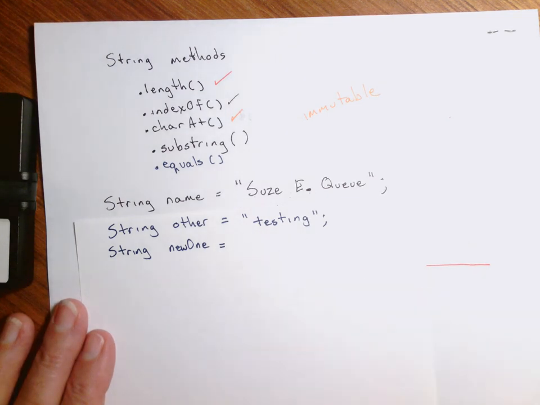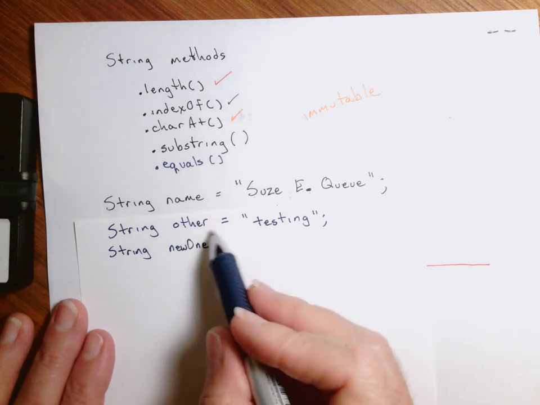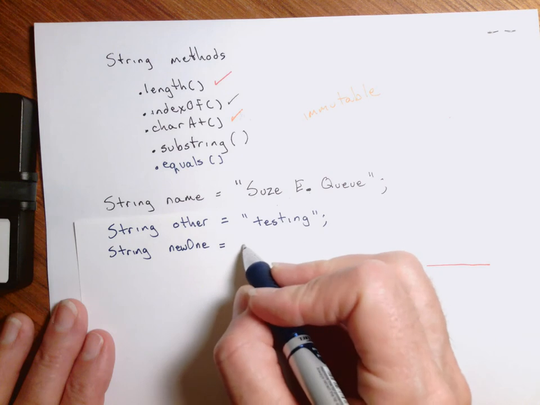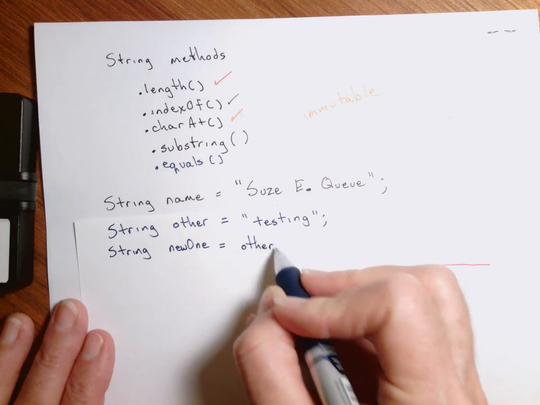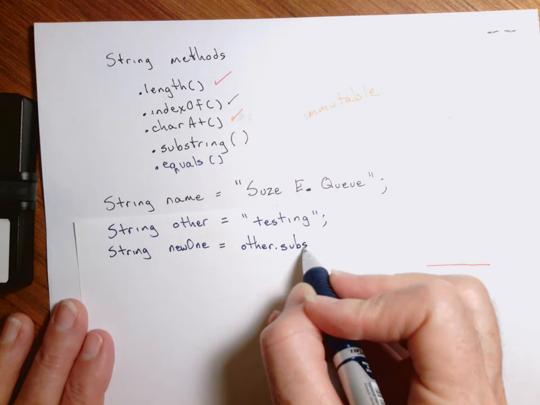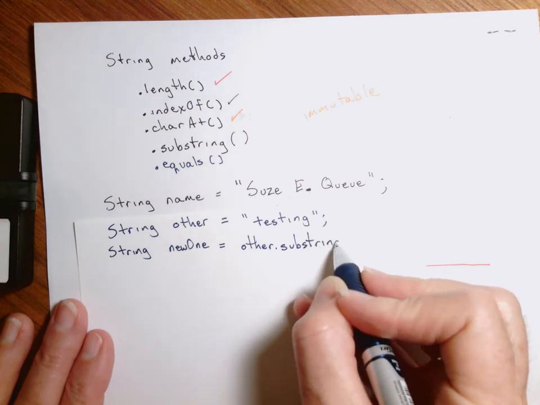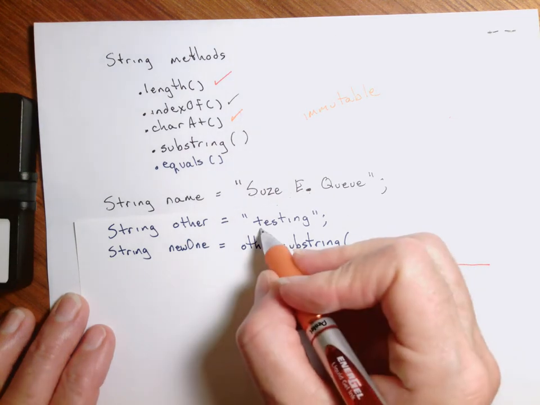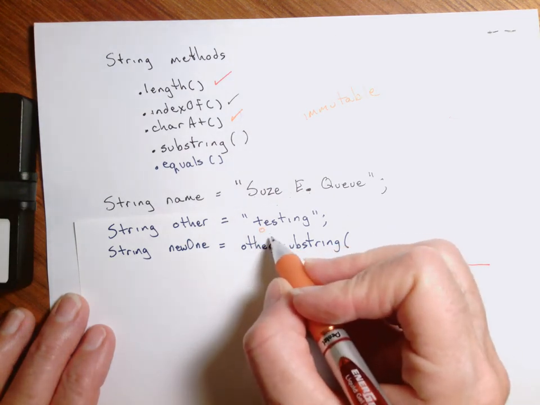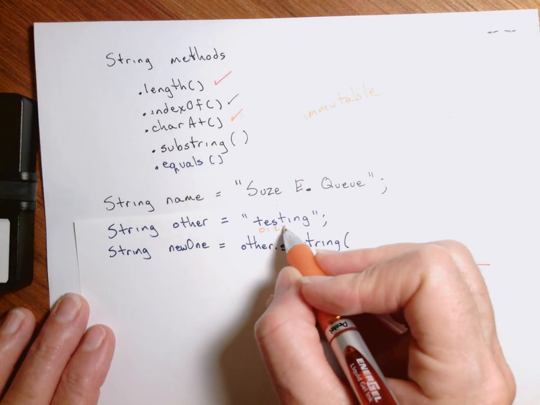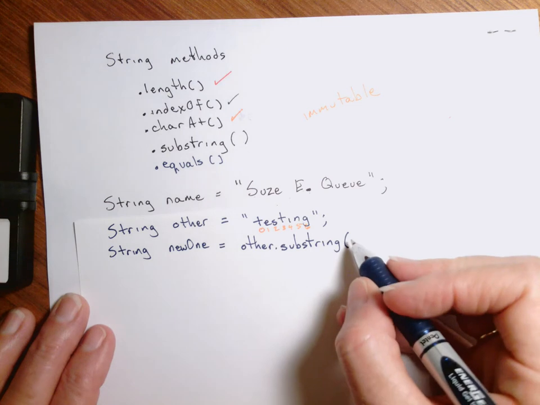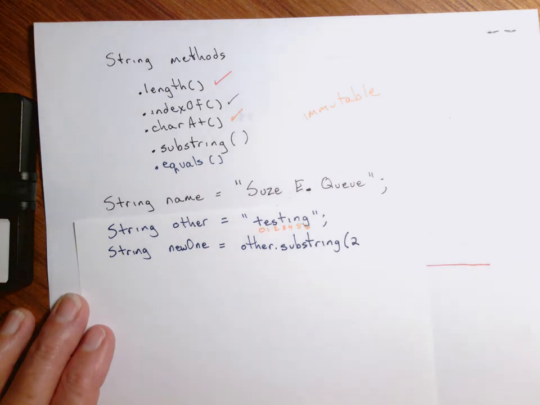Let's say we want to pull out part of a string from this string I'm calling other, and it is set equal to the string "testing". And so we can say other.substring. Now, the first argument to the substring method indicates which character we are going to start at. And with testing, it has the positions 0, because the first character is always at position 0, 1, 2, 3, 4, 5, 6. So let's say we want to start at position 2, and I want to extract "st", for example.